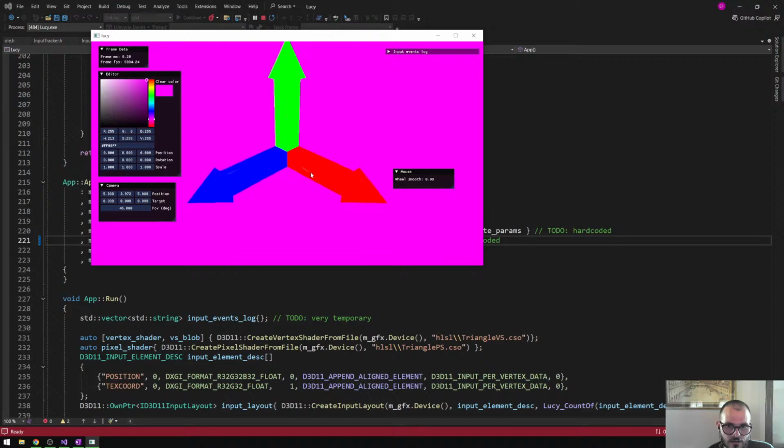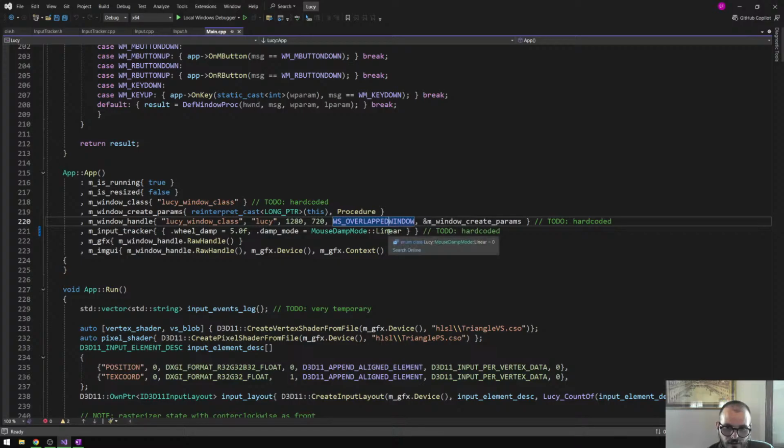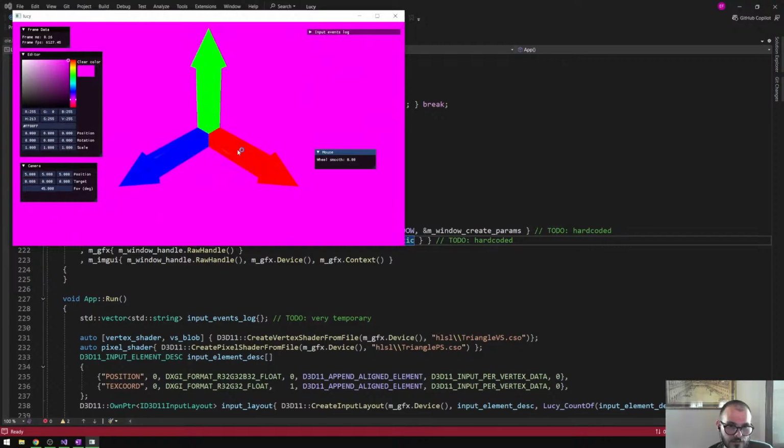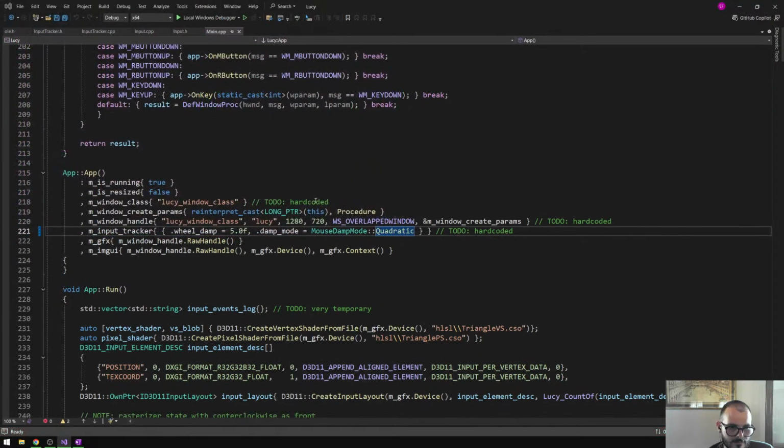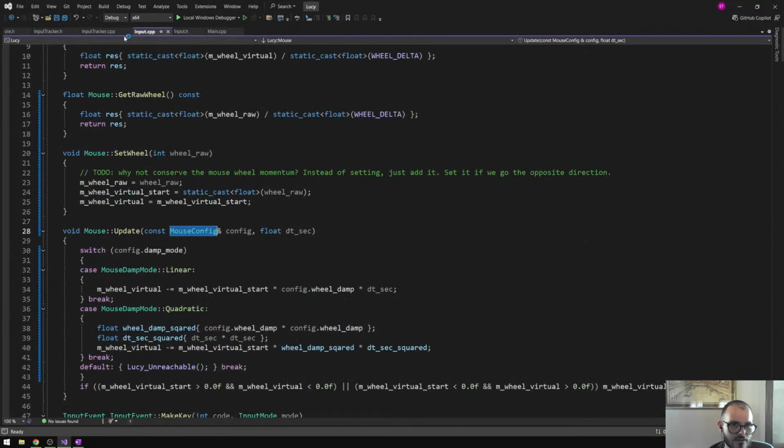This is the linear and works. The quadratic doesn't work. Oh my god. Because it's incredibly slow. That's why it doesn't work.